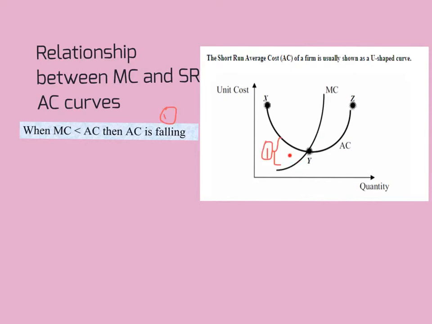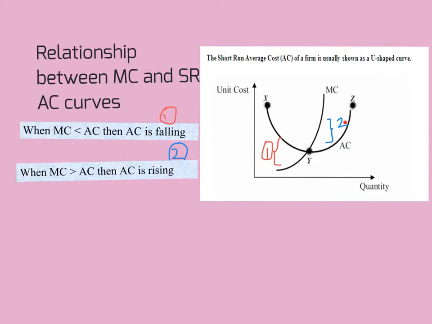That means if marginal cost is less than average cost and average cost is falling, then we should produce more units because marginal cost will rise, but average cost of each extra unit produced will fall.